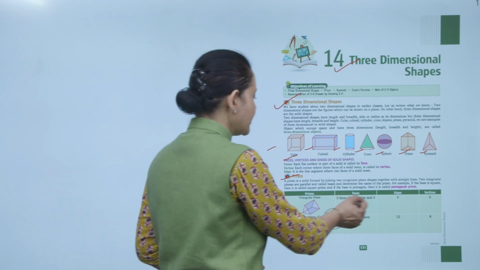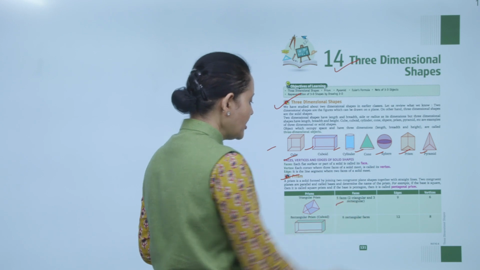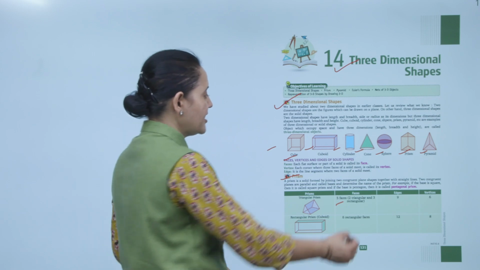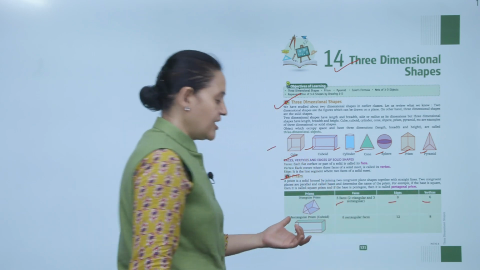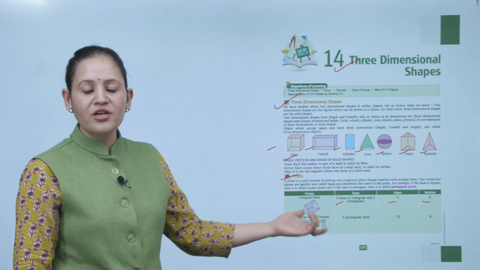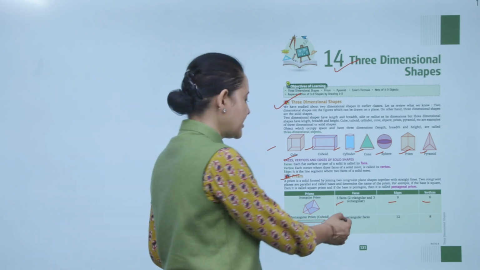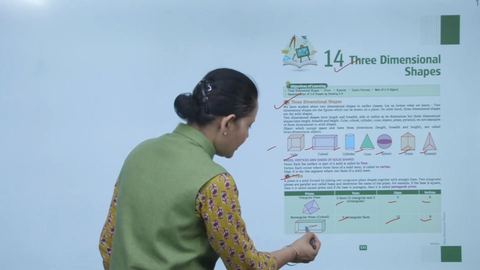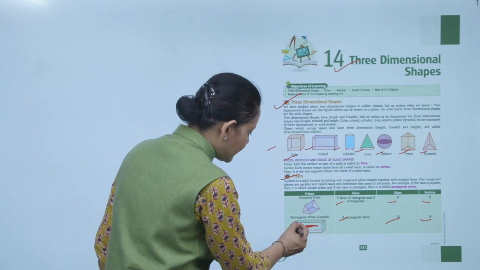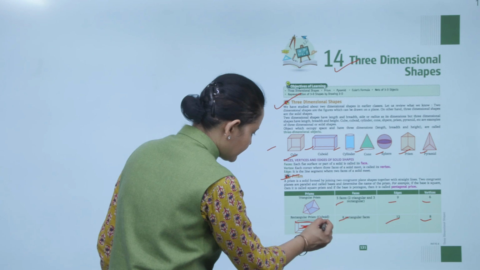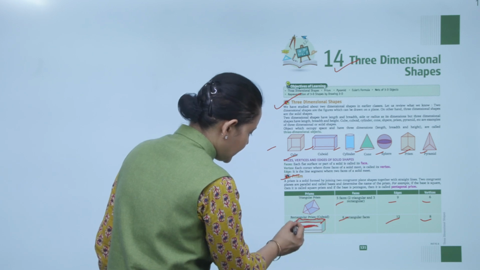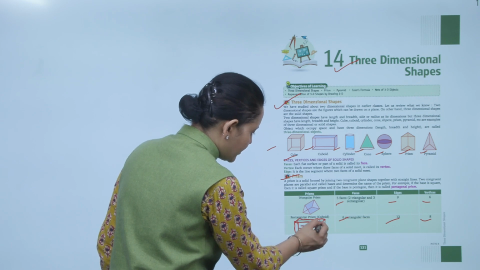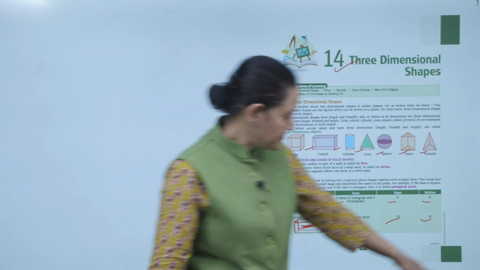It has 5 faces, 2 triangular faces and 3 rectangular, 9 edges and 6 vertices. Here this is a rectangular prism: 6 rectangular faces, 12 edges and 8 vertices. So this is the face, these are the edges, and these points are known as vertices.